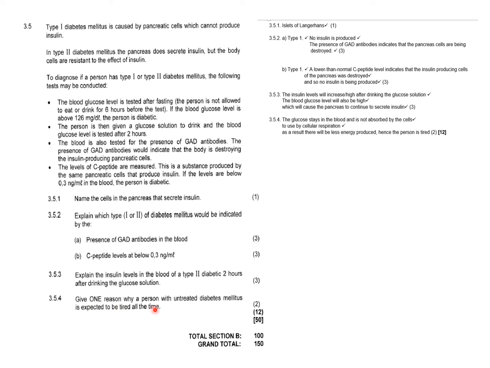354. Give one reason why a person with untreated diabetes mellitus is expected to be tired all the time. Now, the glucose is supposed to be used by the cells for cellular respiration. But now the problem is the glucose is staying in the blood and it's not used by cellular respiration. And as a result, there's less glucose for cellular respiration, and that is why the person is tired all the time.